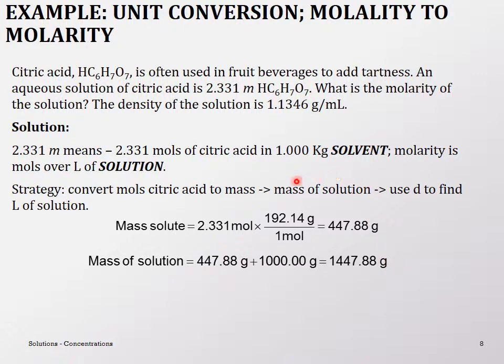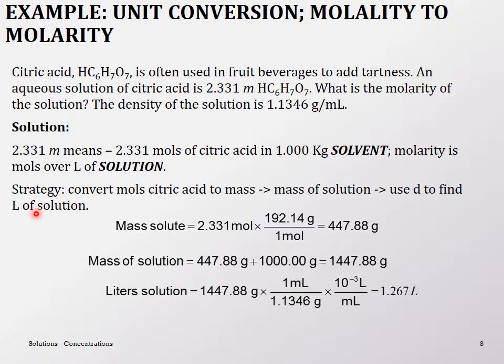Once we have the mass of the solution, now we have to find the volume of the solution. So we're going to use the density of the solution to find the volume of the solution. That's why we needed to calculate the mass. Now, remember, eventually, when we get to molarity, molarity is still moles of solute, so we will still need this number, except that we need this mass over here to find the mass of the solution, so we can find the liters of the solution. I think this will make sense.